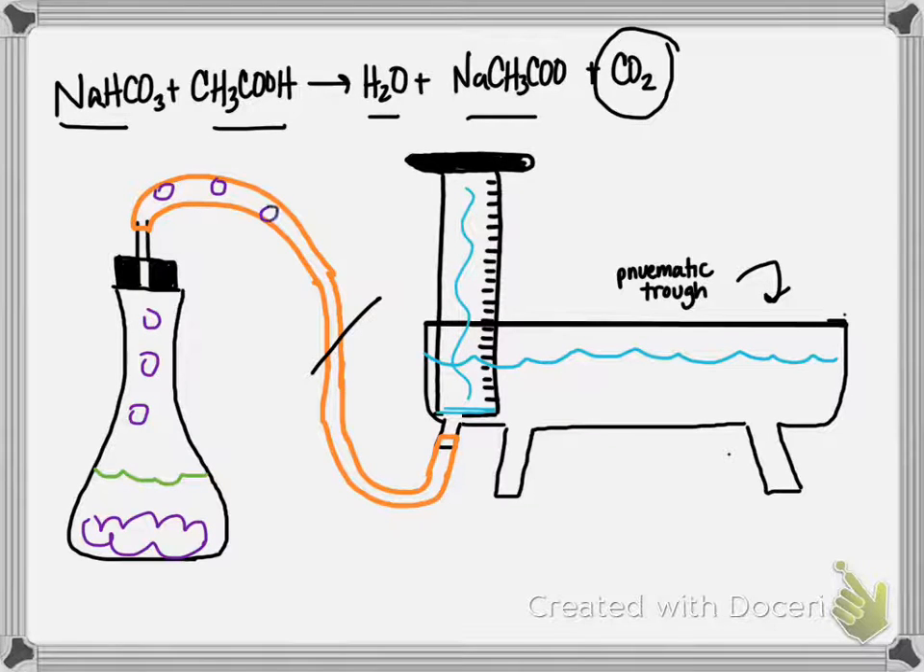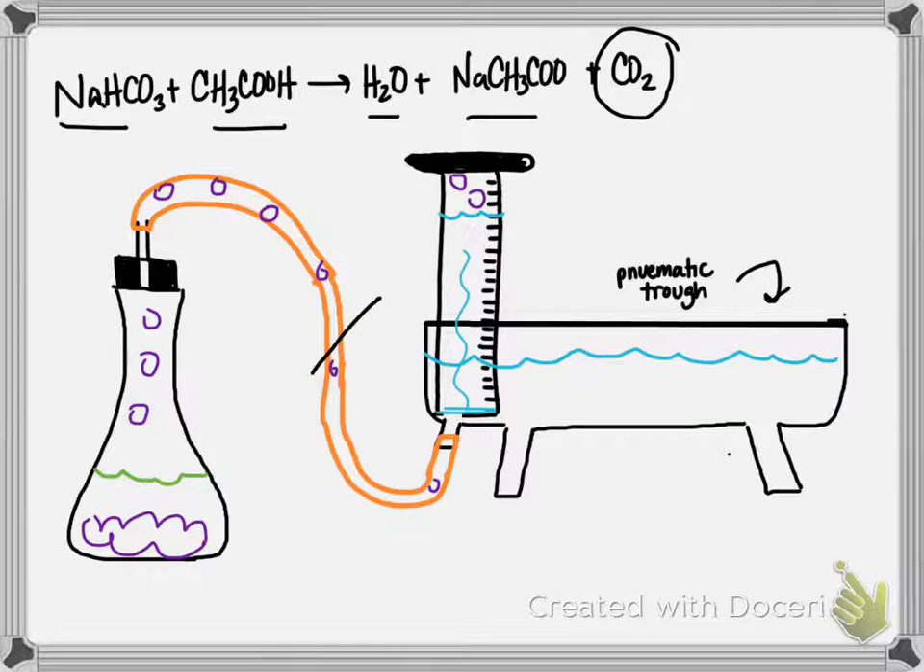Well, they're going to go right straight up this tube, and they're going to go into this graduated cylinder, and they're going to displace some of the water in the graduated cylinder. So the amount of water in here is actually going to drop. We're now going to have a new water level, and up above that water level we'll have a bunch of CO2 gas.